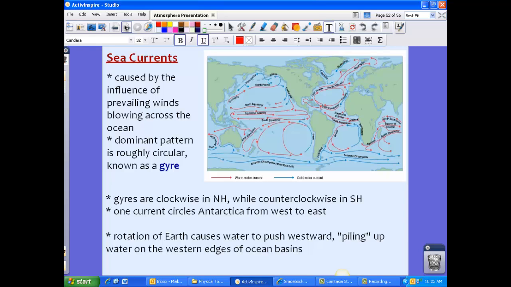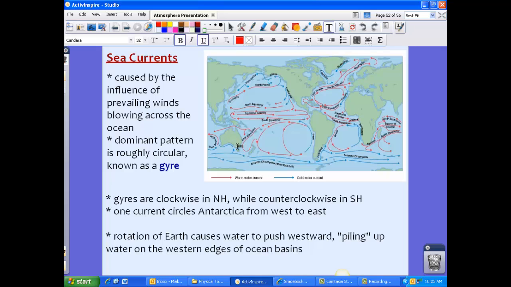Now, we see 5 dominant gyres. Gyres are dominant patterns that are roughly circular. If you take a look at this picture here, we can see 5 of them. We see one in the Pacific right here, one in the lower Pacific down here, one in the northern and one in the southern Atlantic, so we see 2, and we have 2 here. And then we actually have one in the Indian Ocean.